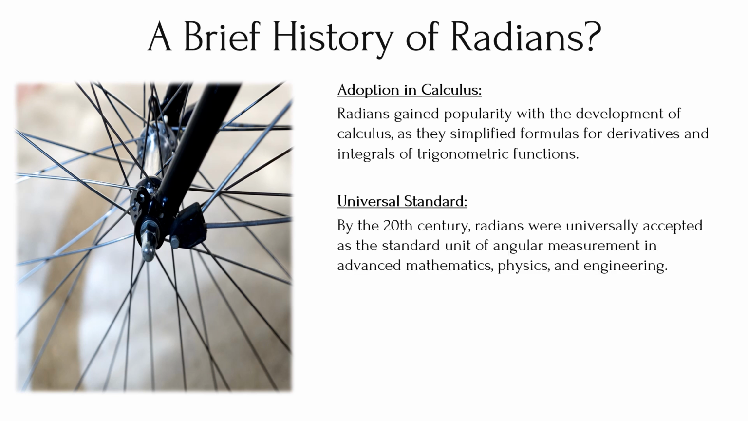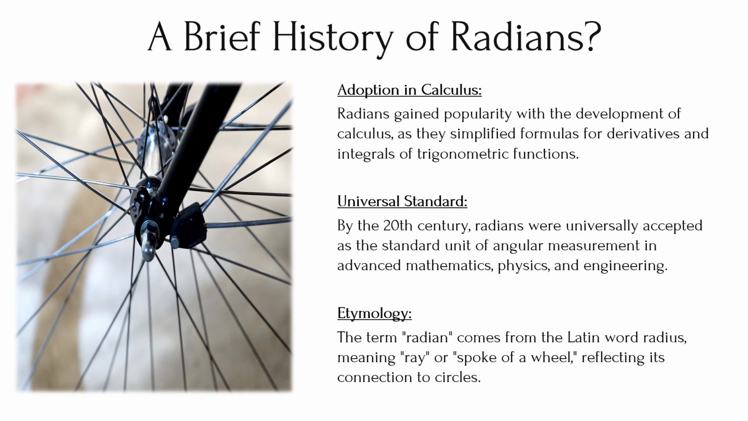So radians really is the universal standard for any kind of advanced mathematics, physics, engineering. We do generally see a mix at Leaving Cert, at both higher level Leaving Cert and in applied maths. We see a mix of both degrees and radians. The word radian comes from the word radius, which means ray or spoke of a wheel, which is a really nice kind of visualization. It's very connected into that idea of circles.